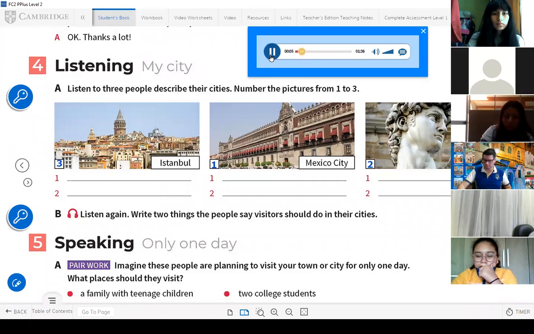Listening. My city. 1. I live in Mexico City. It's a fantastic city. There are a lot of interesting things to do in Mexico City. I think people should visit the main square. It's called the Zócalo, and it's really, really big. I also think that people should go to the top of the Pyramid of the Sun. There are 250 steps to the top, but the view is fantastic.